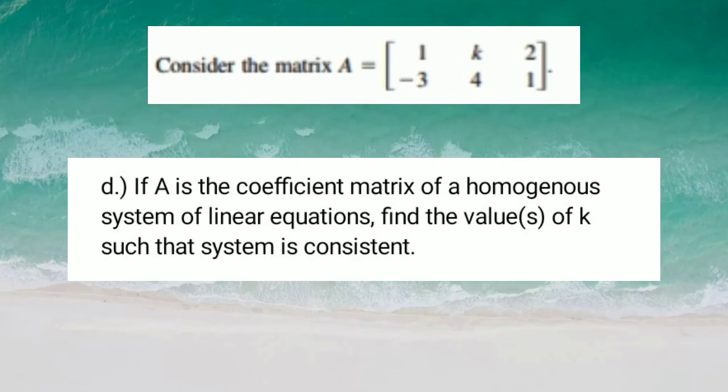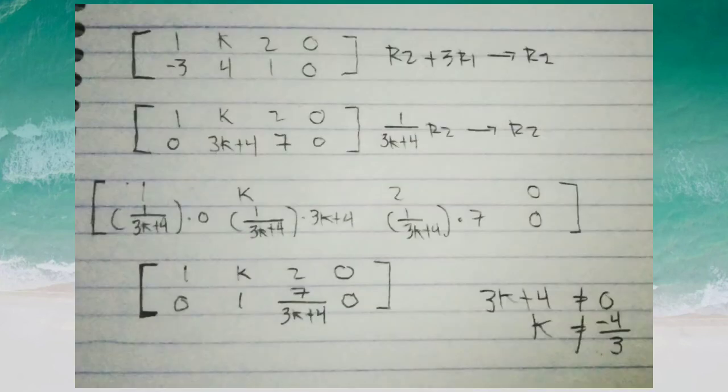If A is the coefficient matrix of a homogeneous system of linear equations, find the values of K such that the system is consistent. As in letter B, we repeat the process, but here we include the zero constant of each equation, and the result is also the same. We get K is not equal to -4/3.